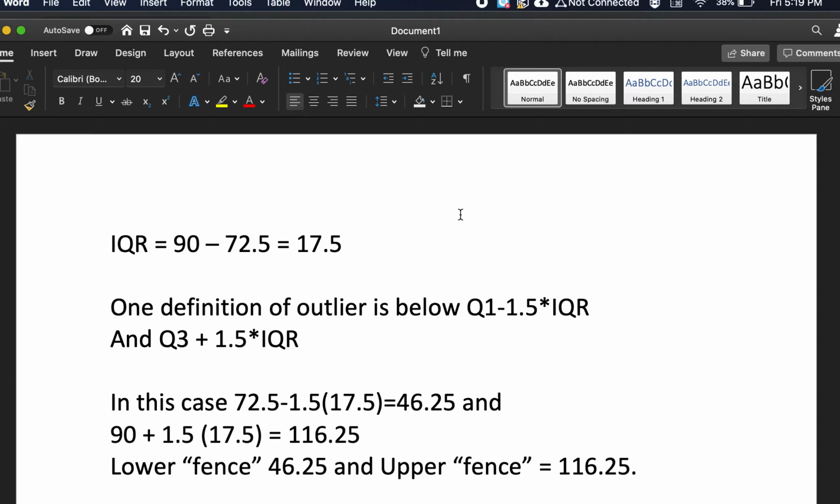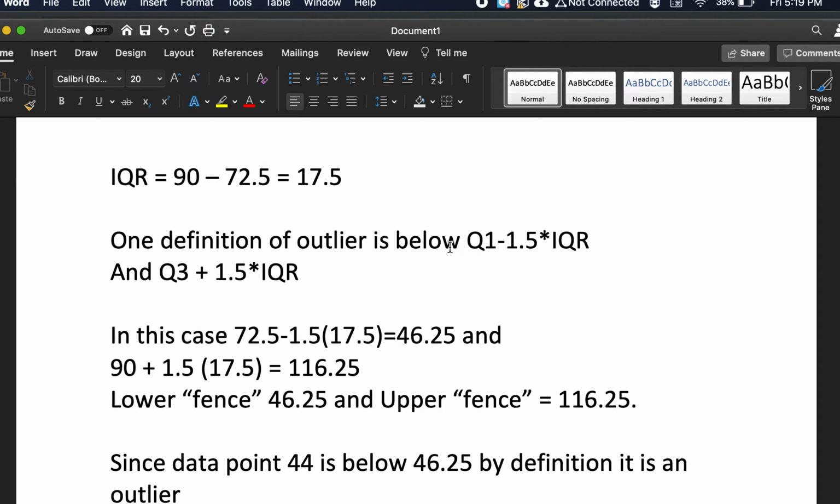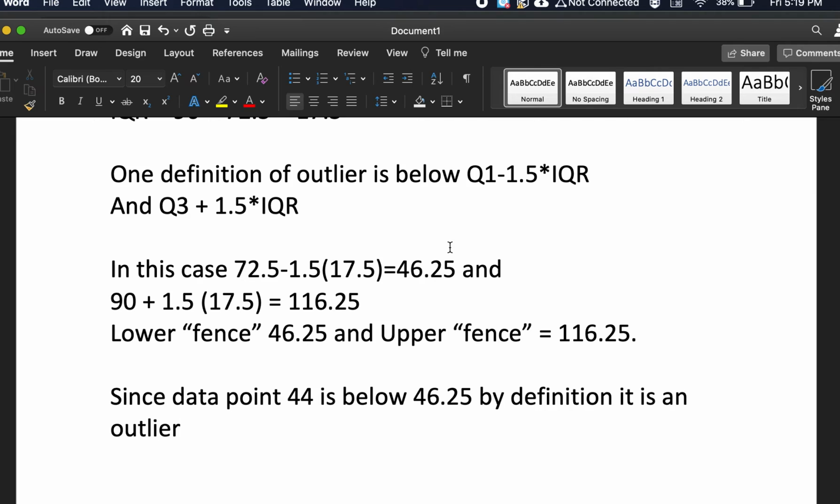Another is Q3 plus 1.5 IQRs. So basically we're taking the lower quarter and then checking sort of way below it to see if there's something just way out there, an outlier, or way above. In the case of our problem here, 72.5, we take away 1.5 of the IQRs, and we get 46.25, and we add 90 to 1.5 times the IQR, and we see this.